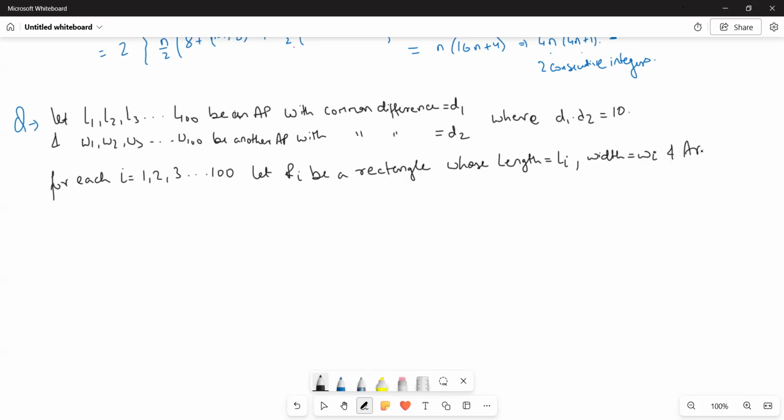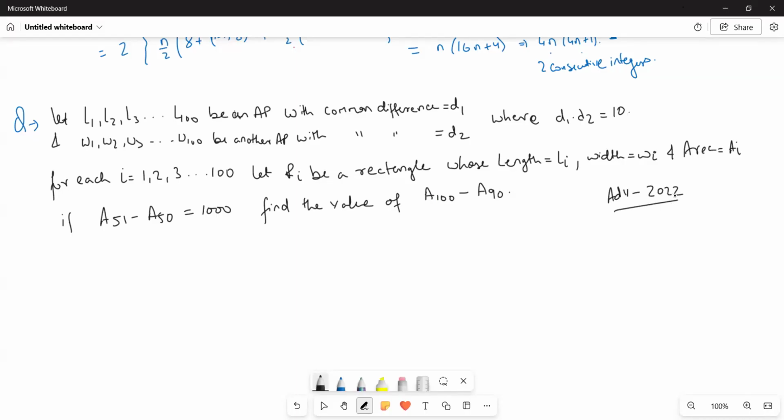Okay. And area is Ai. So if A51 minus A50 is equal to 1000, find the value of A100 minus A90. Advanced 2022.